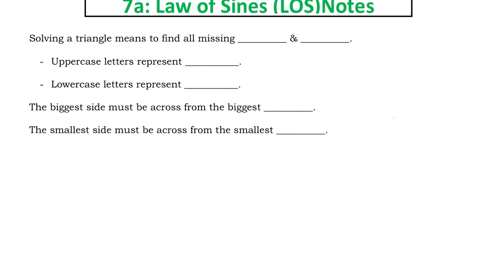Okay, today we're going to talk about the law of sines, which we abbreviate LOS. Solving a triangle means finding all the missing angles and sides, which we already know. Uppercase letters represent the angles, and lowercase letters represent the sides.